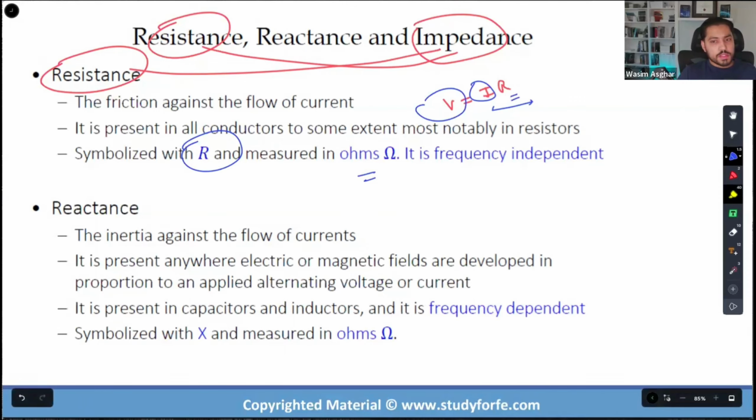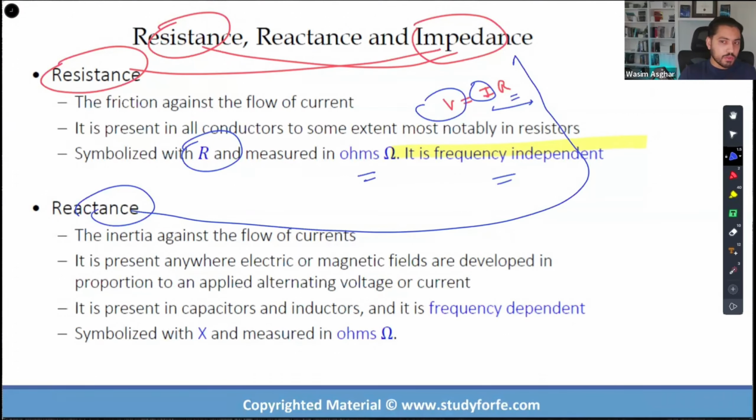The important thing about resistance, and when we look at these formulas in detail shortly, is that it is frequency independent. Whether you're looking at a DC circuit or an AC circuit, the resistance value will stay the same. But if there is reactance as well in the circuit, then as you change the frequency, the value of the reactance is going to change, and the change in the value of the reactance is going to change the value of our impedance.